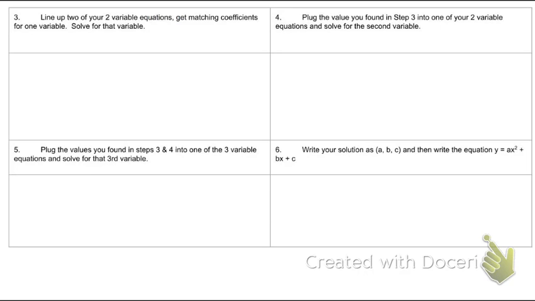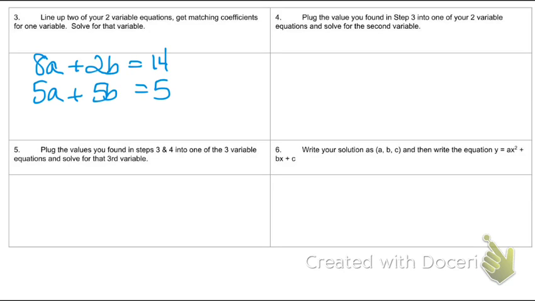And I need to line those two up. So I had 8a plus 2b equals 14, and I had 5a plus 5b equals 5. So now I need to get a common coefficient. I'm going to work with my b's. I'm going to multiply this equation all by 5 and this equation all by 2.